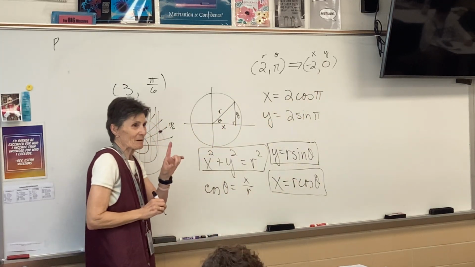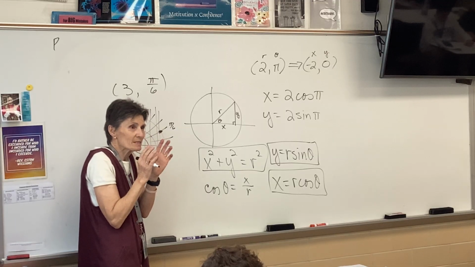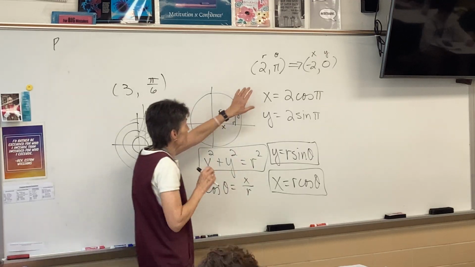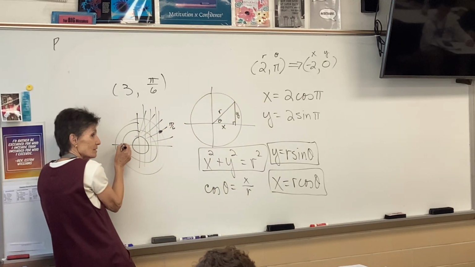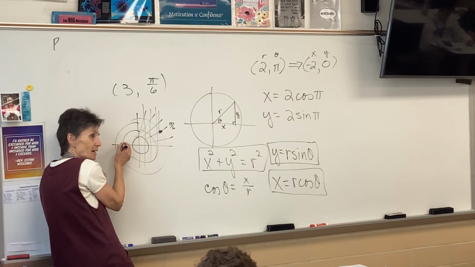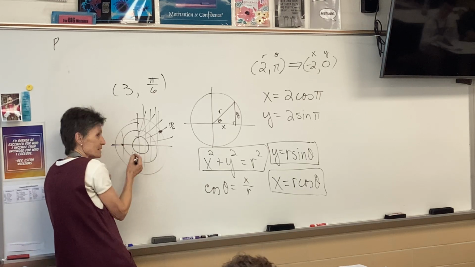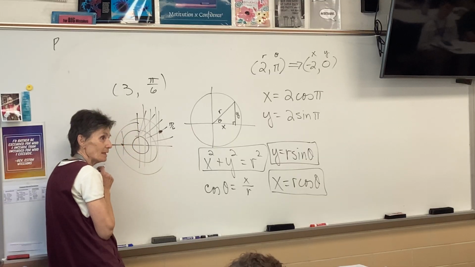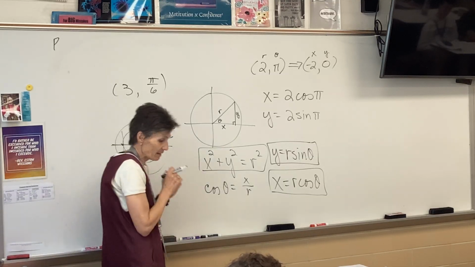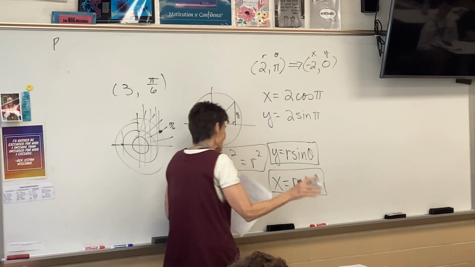Now I want you to think about that for a second. Doesn't that make perfectly good sense? Where is the polar point 2 comma pi? Isn't it right here? Isn't that 2 comma pi? Where is that on a rectangular system? Negative 2, 0. Yep. Okay, go ahead, on your own, do B and C.